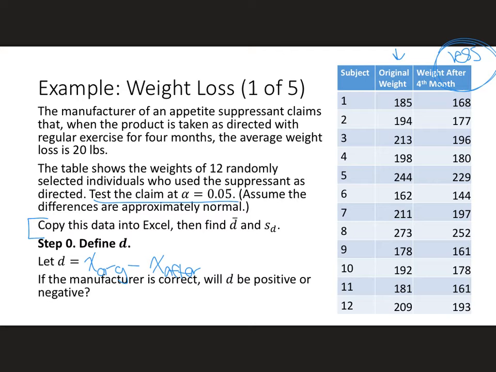So the next thing you need to think about is, well, what would this be, positive or negative, when you do this subtraction? So if the original value is a large number and the weight after should be a smaller number, and we're doing original minus after, a large number minus a small number is a positive value.